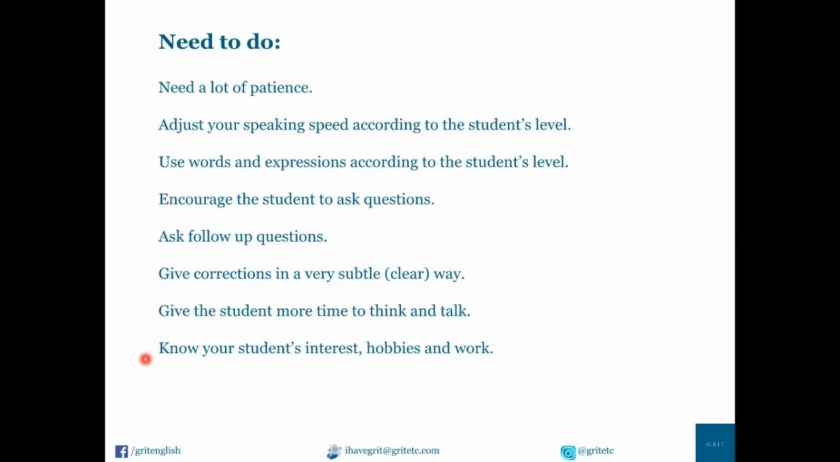In this way, the lesson will be student-centered, not teacher-centered, or not so bookish. Give examples that are related to their work or their hobbies. In that way, they can understand the lesson quickly. They can always remember you, and they will give you very, very good feedback. All right, so these are the things that you need to do in class.